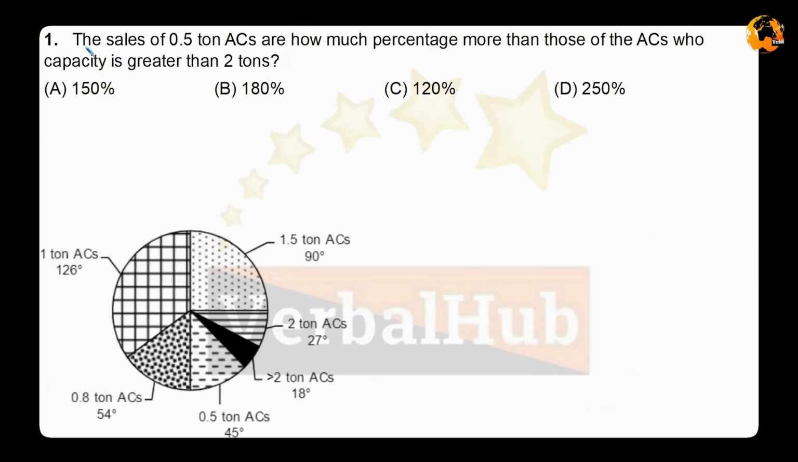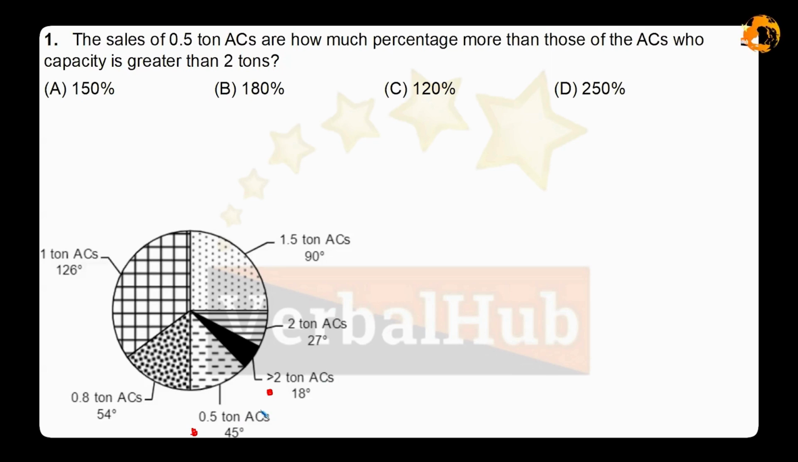The first one is asking that the sales of 0.5 ton ACs, which is given over here, is how much percentage more than those of the ACs whose capacity is greater than 2 tons, right? So we are comparing this with that, and it's a percentage increase that we are looking for, right? How much percentage more? So we can see that this is a greater region. It's 45 degree and there is 18 degree, right?